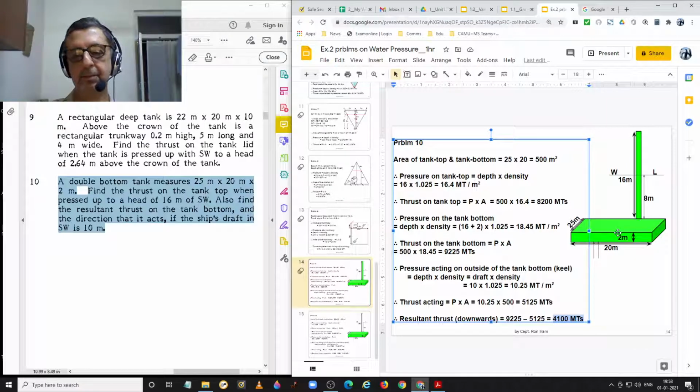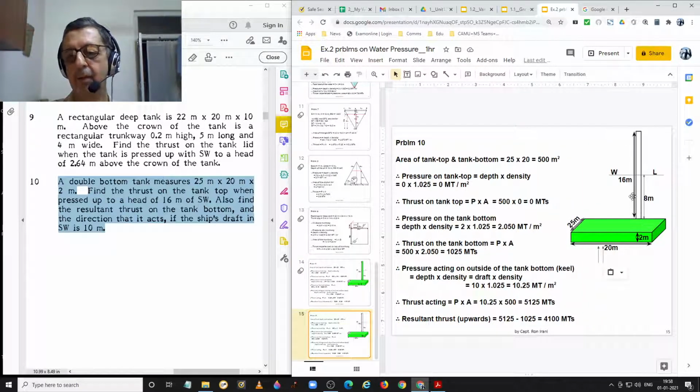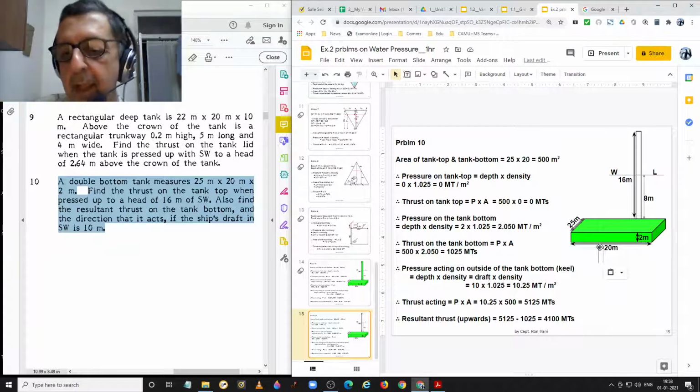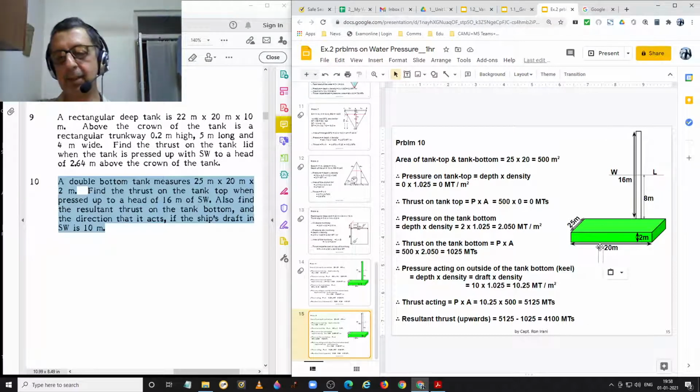In this solution, we have a head of water of 16 meters. Therefore, the direction of the thrust is vertically down. And here, without the head of the water, the thrust is acting vertically up, even though the values are the same, because the thrust from the sea is more than the thrust from the water that is in the double bottom tank.